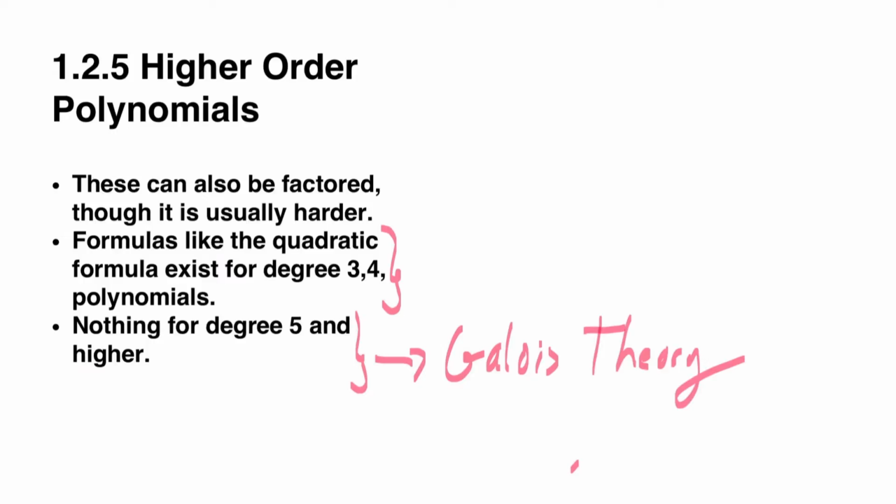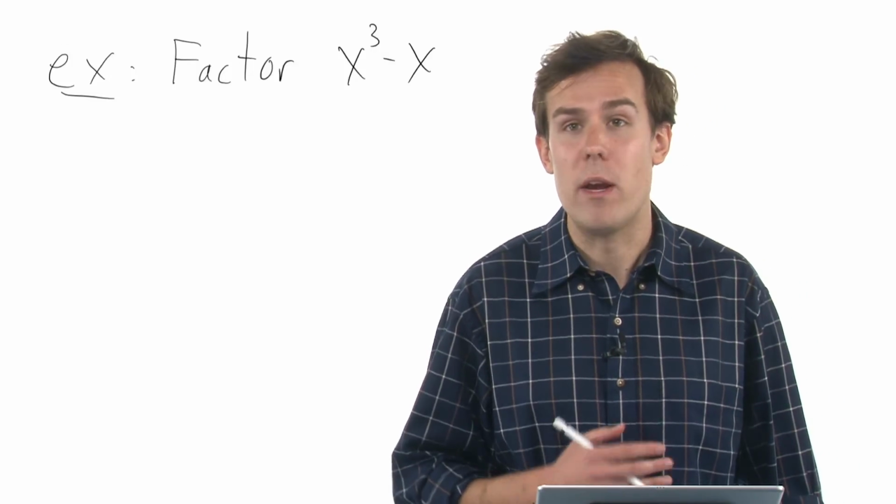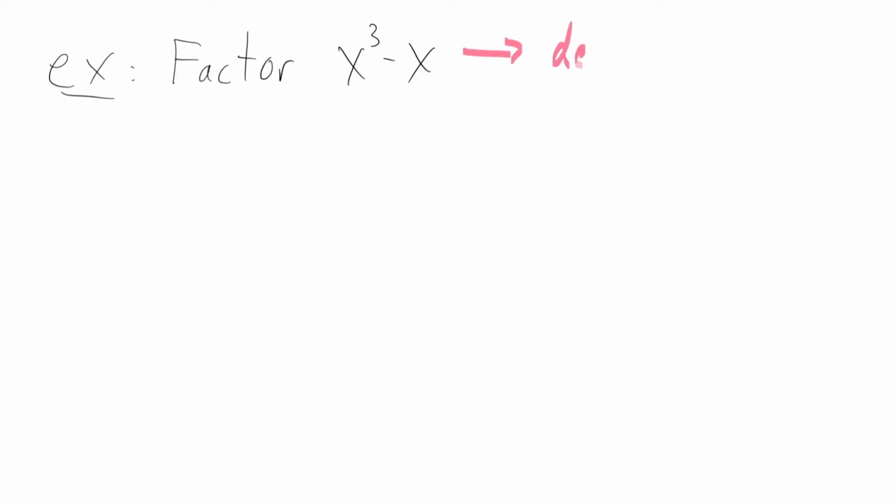So let's look at an example of factoring a higher order polynomial. Okay, so here's a nice one. It's just x cubed minus x. So in general, how do I deal with a degree 3 polynomial? Well, we are definitely not going to memorize the formula for finding roots of this. It's much more complicated than the quadratic formula, so we have to try and play some games.